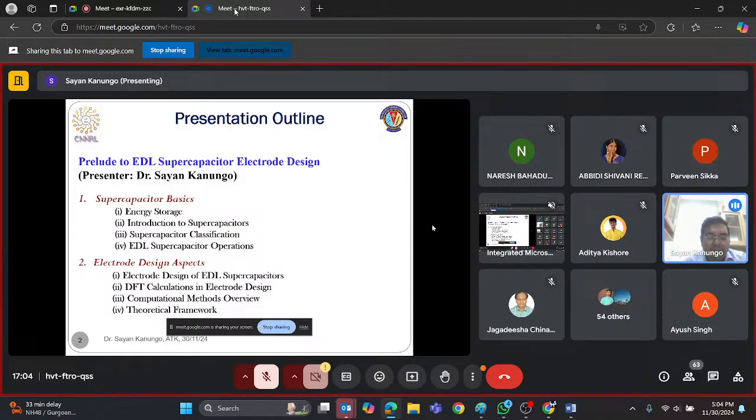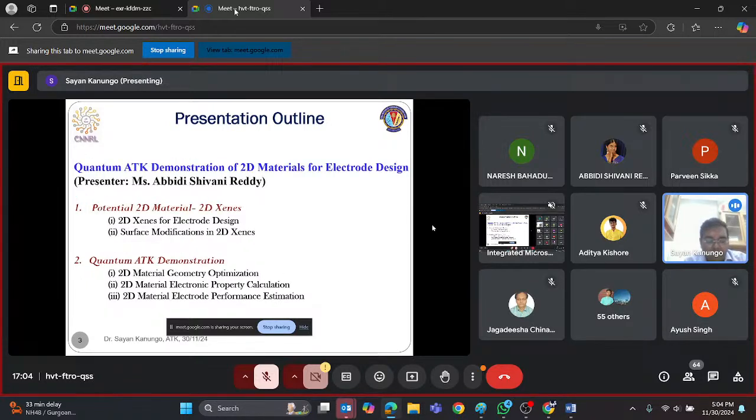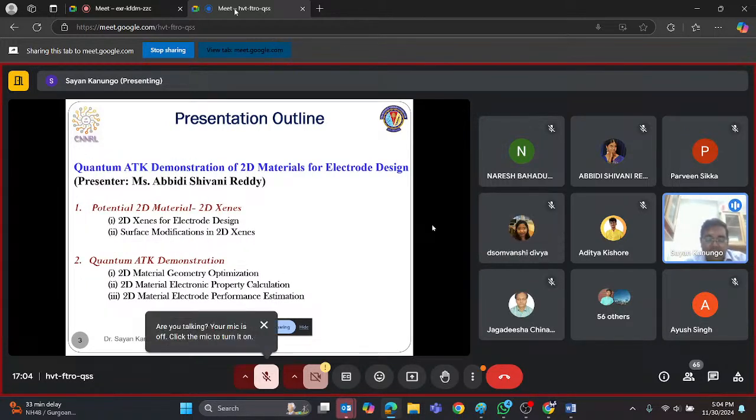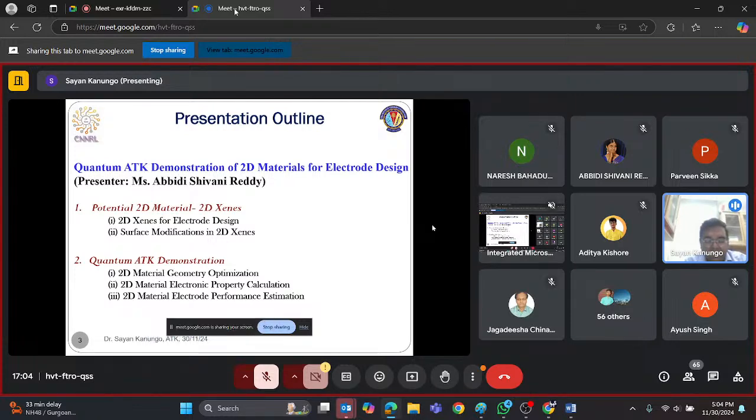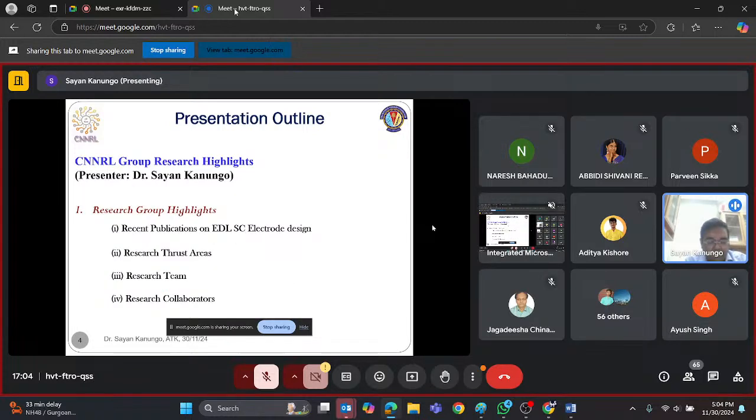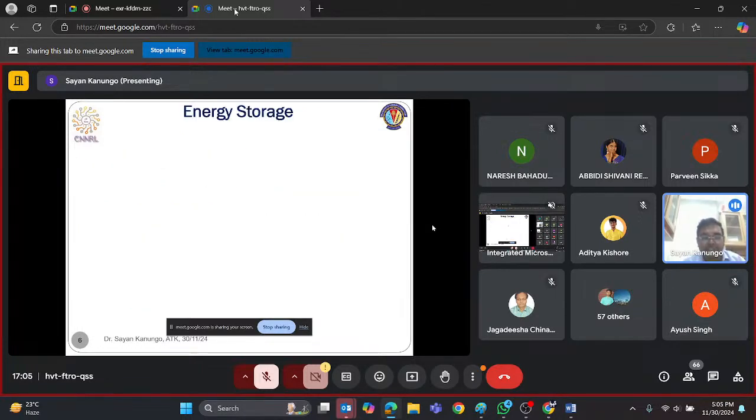Before beginning with the main content of the presentation, let us briefly look into the outline of today's talk. First we will be giving a general introduction to the ideal supercapacitor electrode design, where we will be focusing on the basics of supercapacitor and the electrode design aspect. This would be followed by a brief discussion of how the Quantum-ATK can be utilized for 2D material-based supercapacitor electrode design, focusing on the surface modification technique in 2D MXene as our case study. Finally, we will be highlighting some of our recent research on this domain, and we will briefly introduce our research group. So let us begin with the presentation.